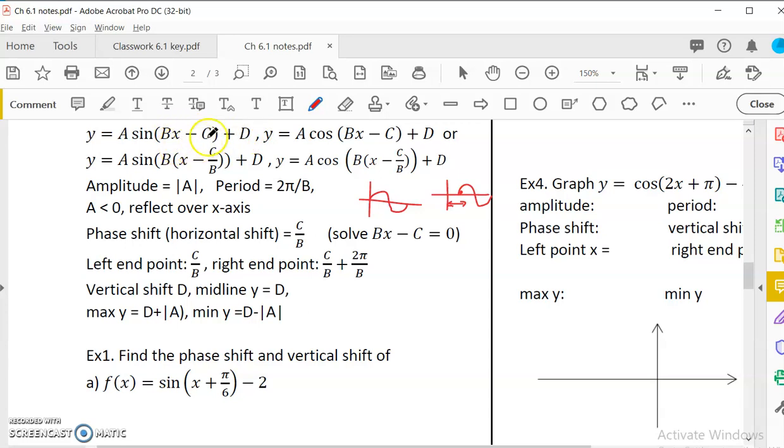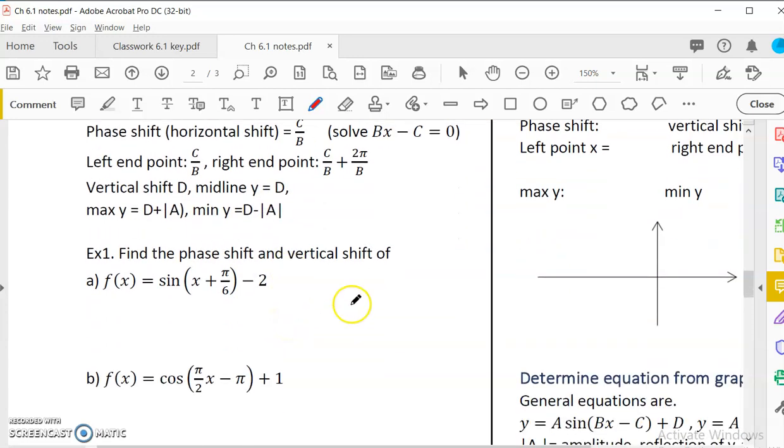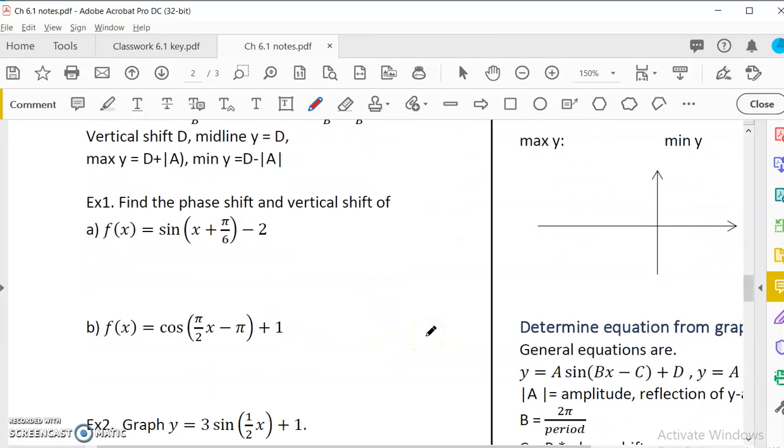Remember, inside is about period and phase shift. Outside is about amplitude and the midline. If you have a vertical shift of d, the midline would be d. And then the maximum would be from this midline up by the absolute value of amplitude, and the minimum will be from the midline down by amplitude. Okay, so let's just get used to this phase shift and vertical shift first.